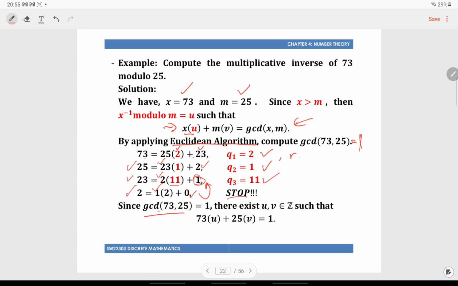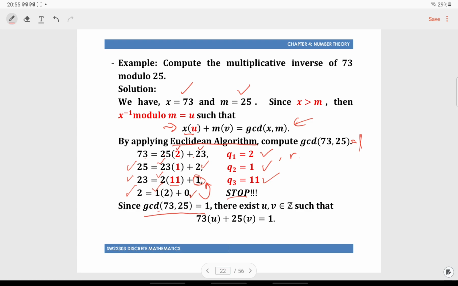So because the GCD equals 1, there exists the multiplicative inverse of 73 modulo 25. That means we can proceed to the extended steps. Okay, if the GCD is not equal to 1, then give me the conclusion: there is no multiplicative inverse because the GCD is not equal to 1. That's it. No need to proceed with the next calculation steps.